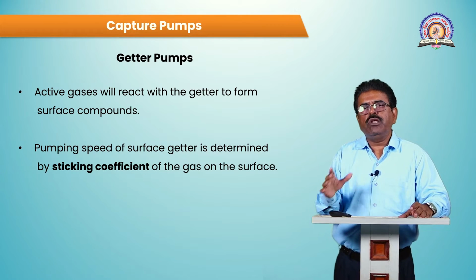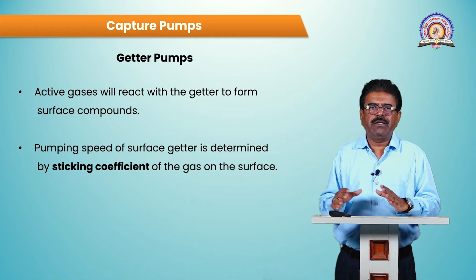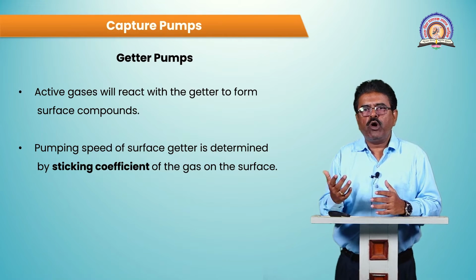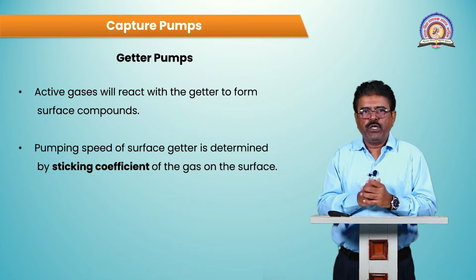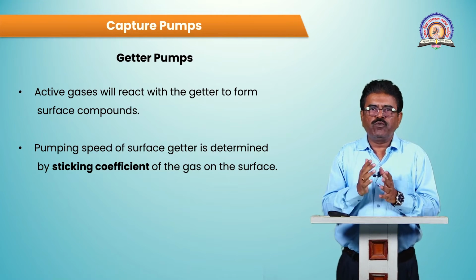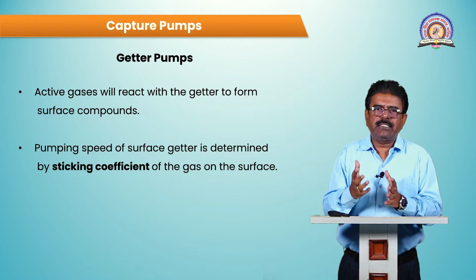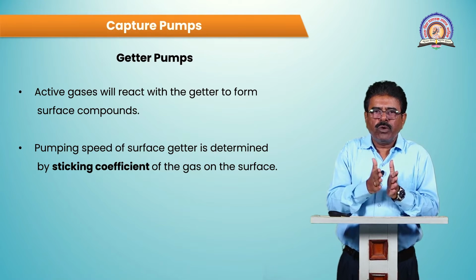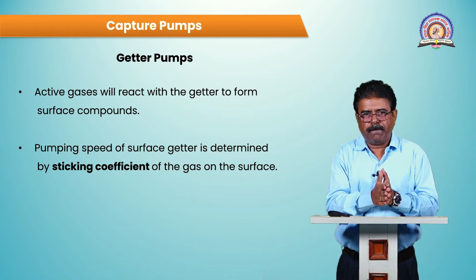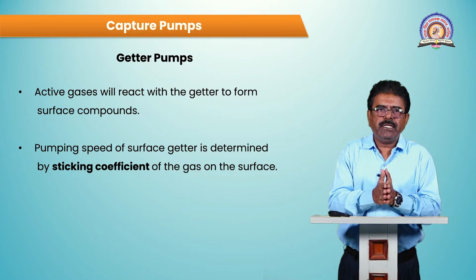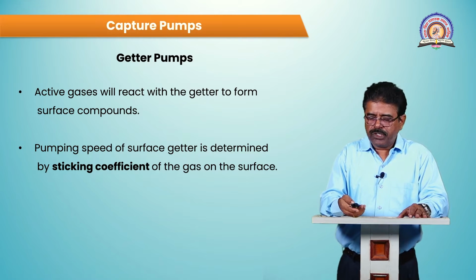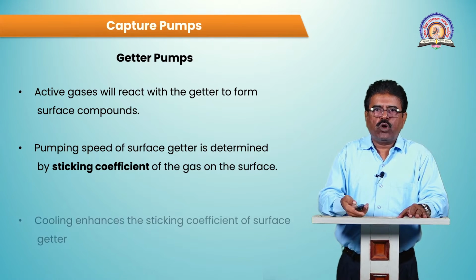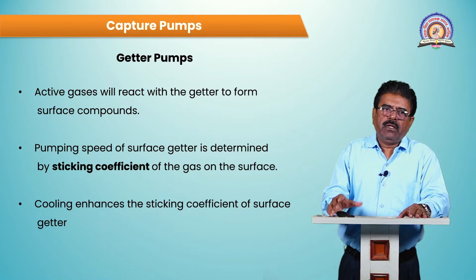Now the actual pumping speed of these getter pumps will depend upon one important constant, that is known as the sticking coefficient. So what is this sticking coefficient? The gas molecule has a tendency to get stuck with the surface of the getter, and this ability is defined in terms of a constant which is known as the sticking coefficient of the gas on the surface.